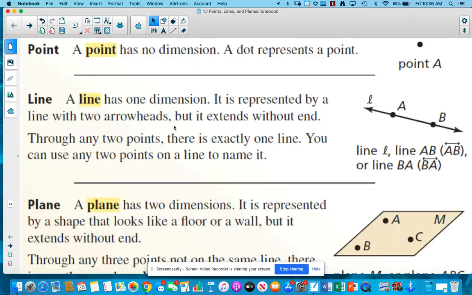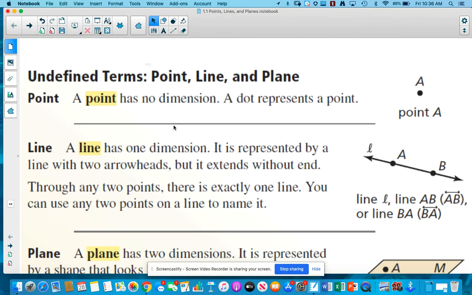So what I would like for you to do is pause your screen and write down the definitions of point, line, and plane. And let's also talk about how a dot represents a point, or you could represent it by saying point A. For a line, you have arrows on both sides. It continues on in two directions and it extends without end.